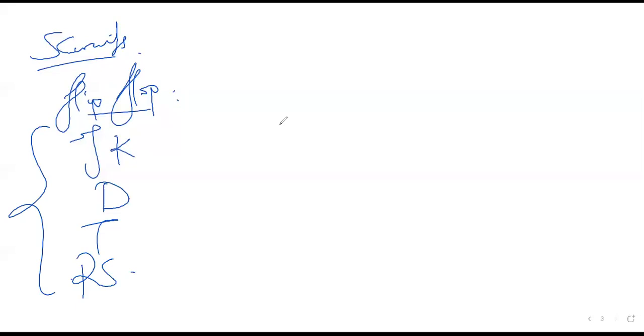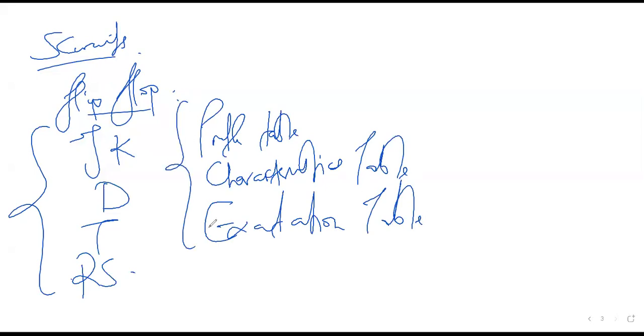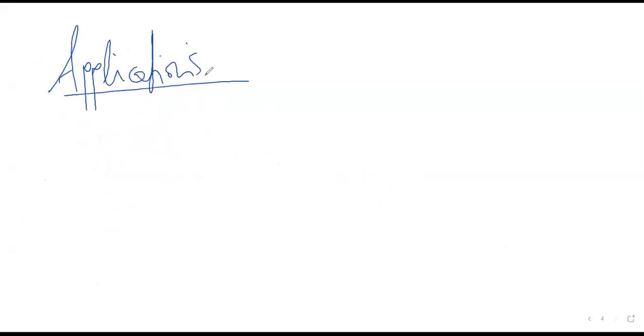What you need to know about this, you need to know the truth table. You need to know the characteristics table. You need to know the excitation table. Once you know these three, then you can apply them. They have many different applications. This is the next thing we are going to talk about. Applications. How do we apply? Now let's apply those memory elements.